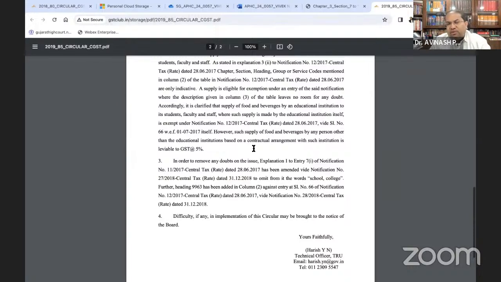In order to remove any doubts on the issue, explanation 1 to entry 7 clause 1 of notification 11 of 2017 has been amended by notification number 27 of 2018 dated 31st December 2018 to omit from it the words school, college. Further, heading 9963 has been added in column 2 against entry serial number 66 of notification 12 of 2017 dated 28 June 2017, by notification number 28 of 2018 dated 31st December 2018. So therefore, they have already amended this and omitted the words school and college from the entry itself.